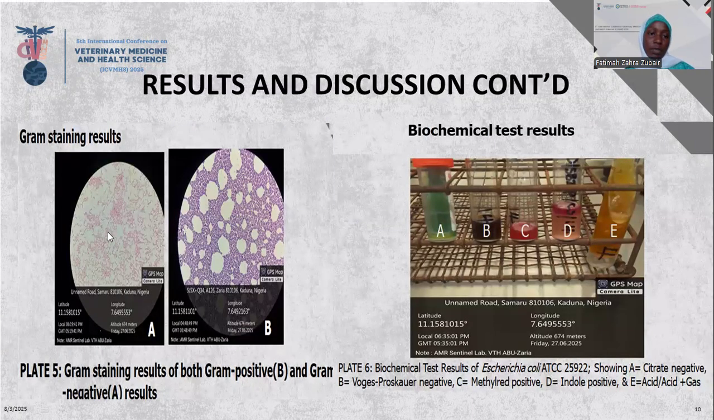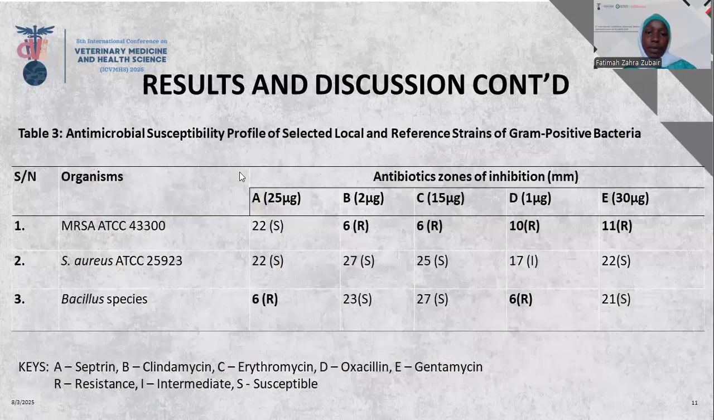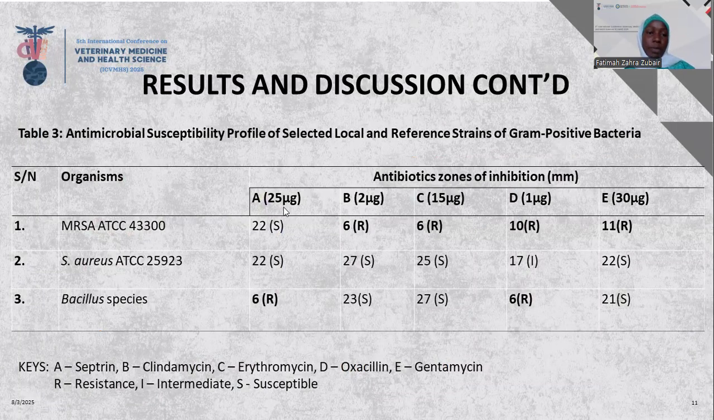We also did gram staining. These are the results for gram-negative bacteria. They appear as gram-negative bacilli arranged in pairs, and this is Staphylococcus aureus, which appears as gram-positive cocci arranged in clusters. All the bacterial isolates were subjected to standard biochemical tests, and this is a biochemical test that was conducted on E. coli. For the antimicrobial susceptibility profile of the gram-positive bacteria, methicillin-resistant Staphylococcus aureus was resistant to 4 classes of antibiotics that were used in these studies, which we confirmed to be a multi-drug resistant organism. Bacillus was resistant to septrin and oxacillin.